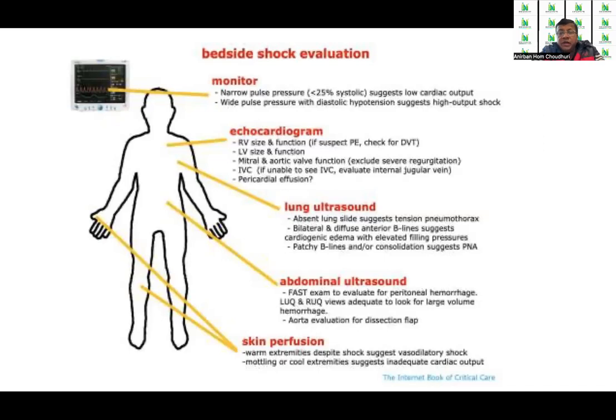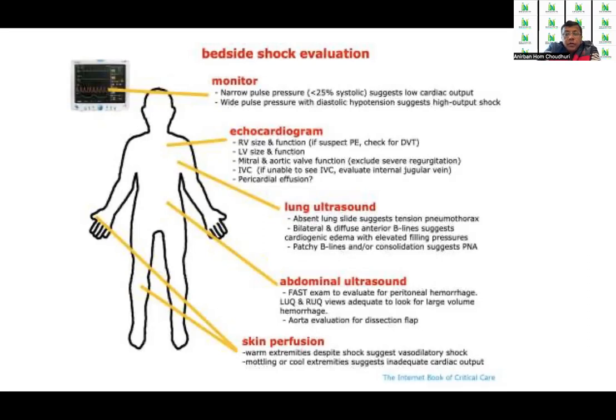In all those cases, you can get a right ventricular strain. Left ventricular size and function, mitral and aortic valves, IVC. If unable to see the IVC, one can see the internal jugular vein to see the fullness. And pericardial effusion also one has to look out for if there are features of obstructive shock. Similarly, we go into the lung ultrasound, the abdominal ultrasound, and skin perfusion, and we know what to look for in each of these bedside investigations.